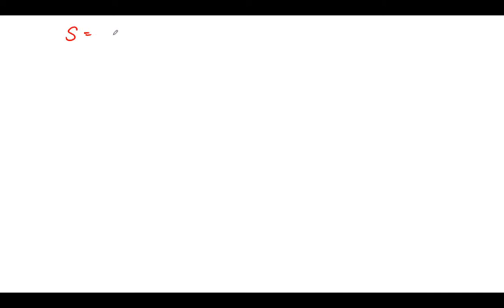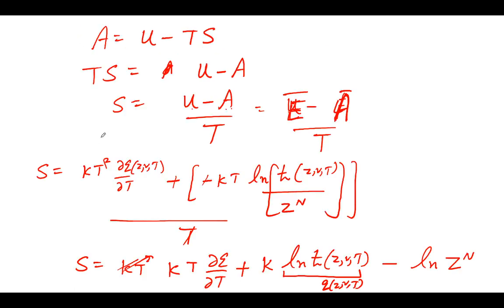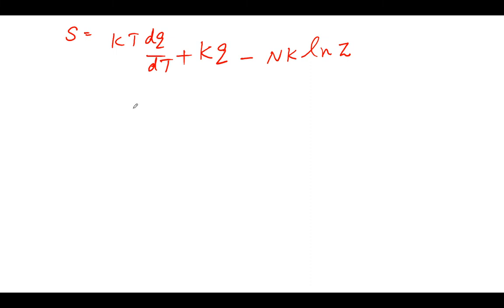So this equation becomes S, which is KT ∂Q/∂T plus KQ minus NK log of Z. This K is common for both terms. Now, this Z we know, Z is equal to exponential of minus alpha, so putting in the value of Z, we can also write the exponential of alpha, which is equal to mu over kT.